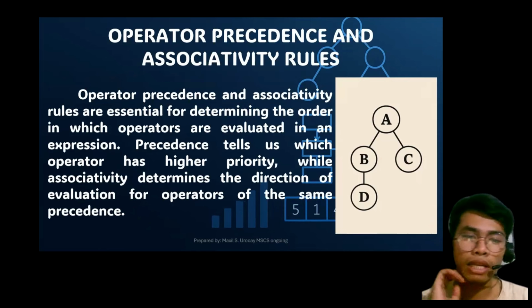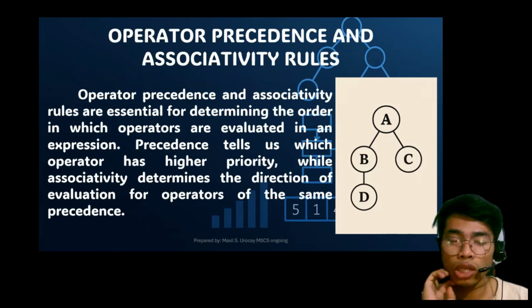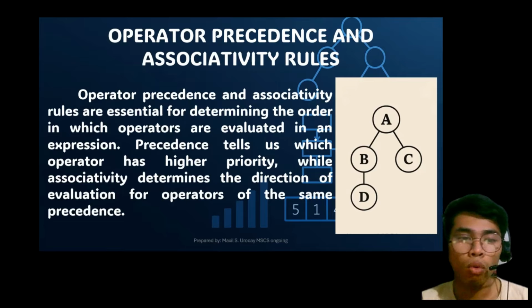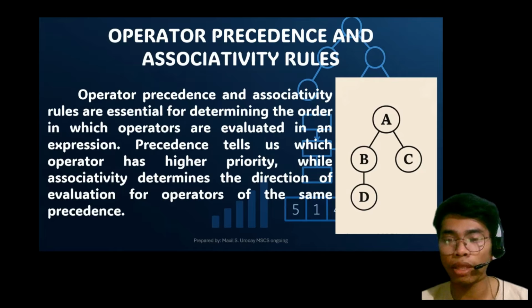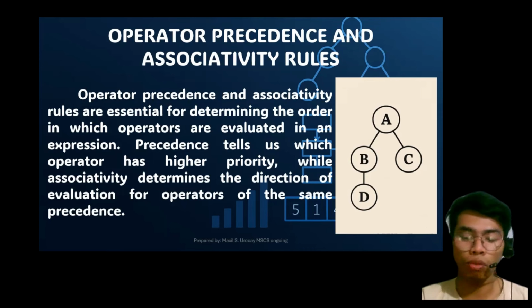So operator precedence and associativity rules are essential for determining the order in which operators are evaluated in an expression. Precedence tells us which operator has higher priority, while associativity determines the direction of evaluation for operators of the same precedence. That means in our precedence and associativity rules, this will be the instrument for us to really know how it will be implemented, how it will be converted, those kinds of notations that we do have.